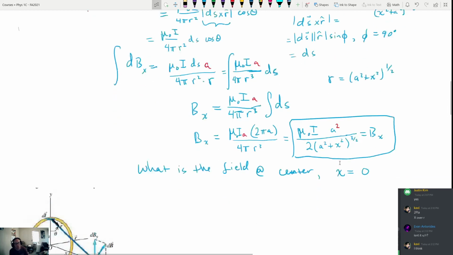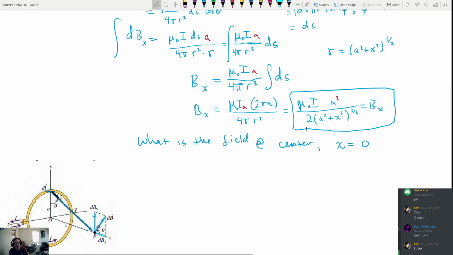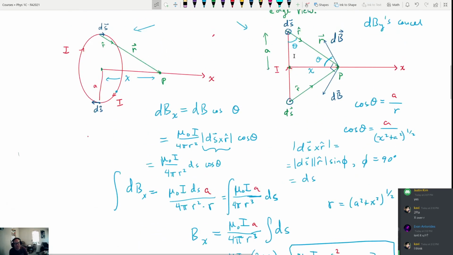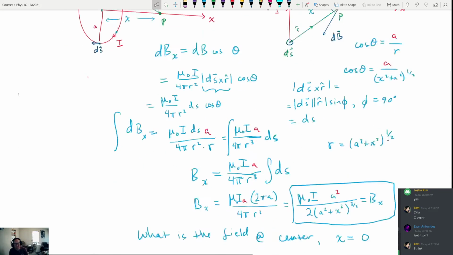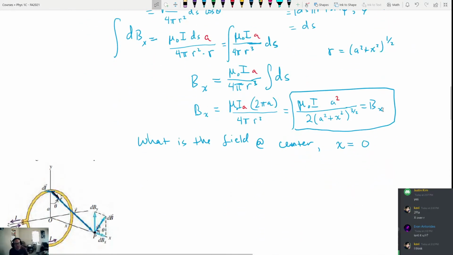Now we can say, what is the field at the center? I apologize for that. The main mistake was just in finding this cosine theta. Sorry. It's really easy to make mistakes with this stuff. All right, so then finding the field at the center, you set x equal to 0, and what you're going to get is that b is equal to mu naught I. There's an a squared here. When I set x equal to 0, you're going to get a squared to the 3/2 power, which is a cubed. So you'll have mu naught I over 2a. Nice, simple result.